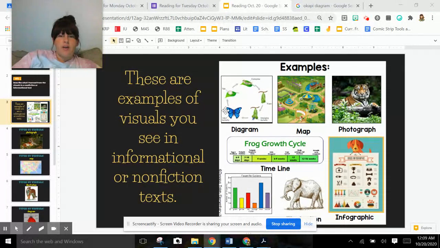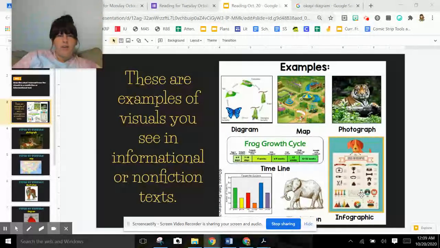So we have a diagram, which gives you labels. It's usually an illustration that has labels on what's going on. I'm going to give you another example of this in a second. Maps show you places where you can go. Photographs, those are usually my favorite because they're actual photographs of the actual animals. This is the actual picture that someone took with the camera of a tiger. We've got a timeline that follows the life cycle of a frog, and it shows the time it takes for them to move to each stage of their life.